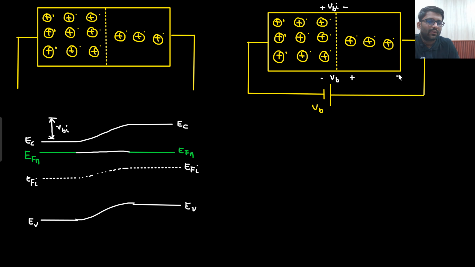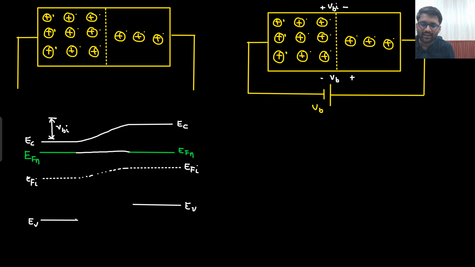So that's why I am not making VB like this. VB I should have made by this, but I know that most of the VB would be dropped across this particular junction only. So that's why I am making VB like this. Now this VBI is opposing this VB, but we will not understand in this scenario. We will understand by the energy band diagram.